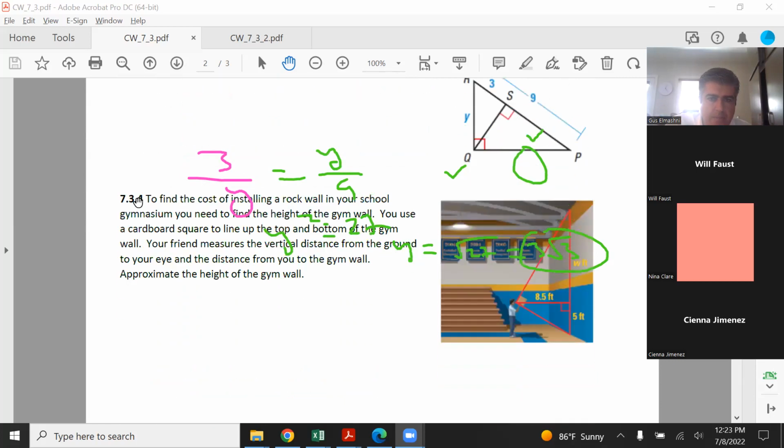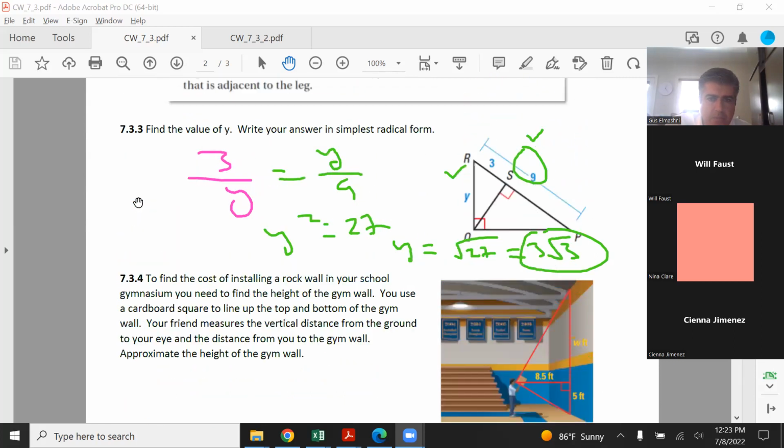So let's look at this word problem here. So some guys in a basketball gym, it looks like Golden State Warriors colors. And he's saying 8.5 feet away from the wall, and the person's eyes are 5 feet off the ground. And you want to know the height of the gym wall, which obviously is going to be 5 plus W. So we have to figure out W, right?